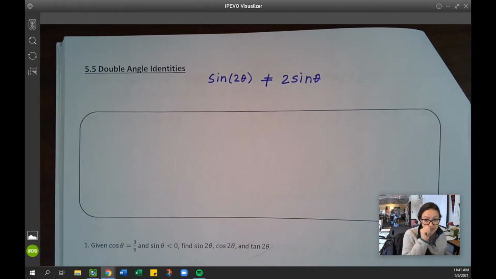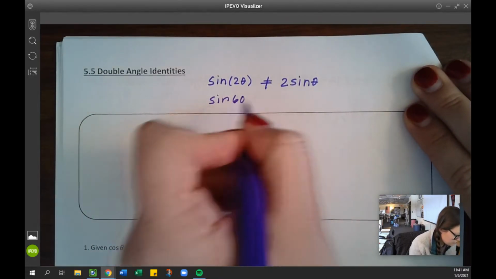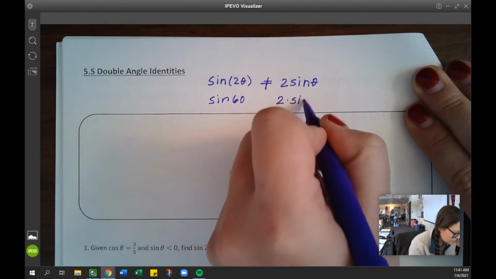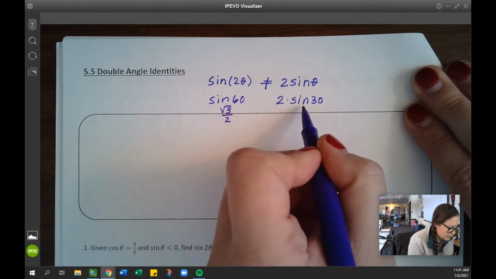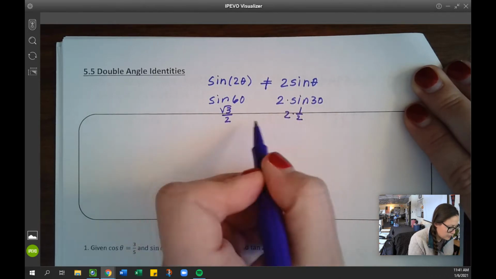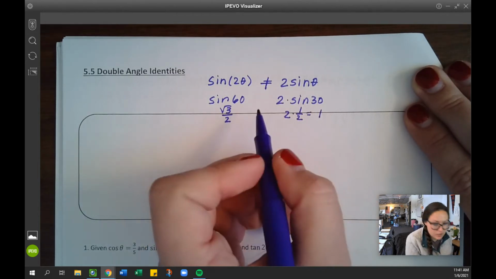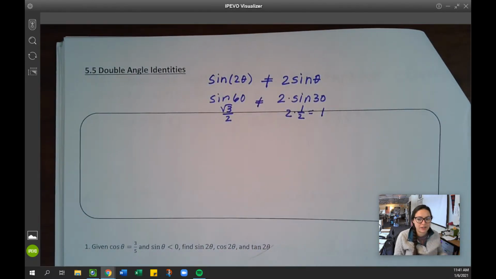And we know this, for example, because if I take sine 60, just for example, compared to 2 times sine 30, well, sine 60 is square root of 3 over 2. Sine 30 is 1/2, and this would equal 1. And we know that the sine of 60 does not equal 1. So it just doesn't quite work out that way. We have different identities to figure out what sine of 2 theta is, what cosine of 2 theta is, and tangent 2 theta.